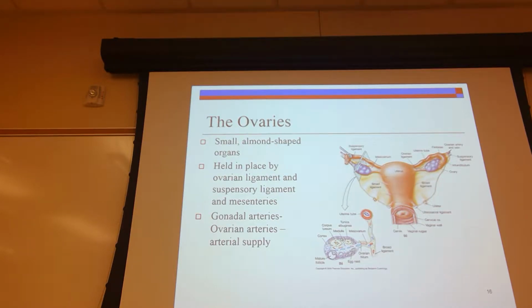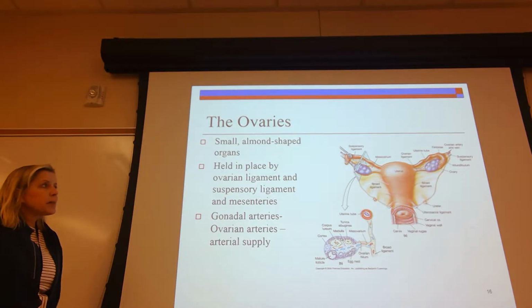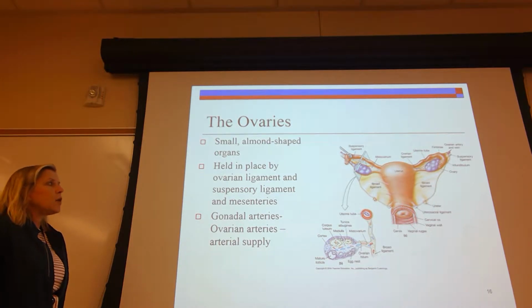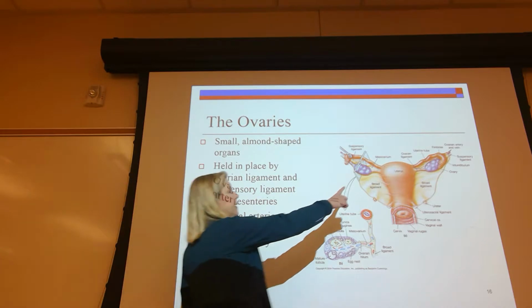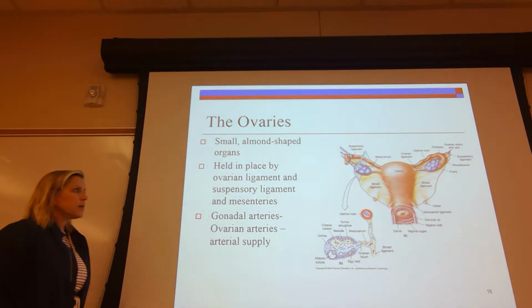The ovaries are the primary sex organs. Everything else, remember, is accessory. They are roughly almond-shaped, and feel free to keep getting up and graze, because I'm not taking this stuff home. They are held in place by something called the ovarian ligament, shown right here. So that's attached to the side of the uterus.